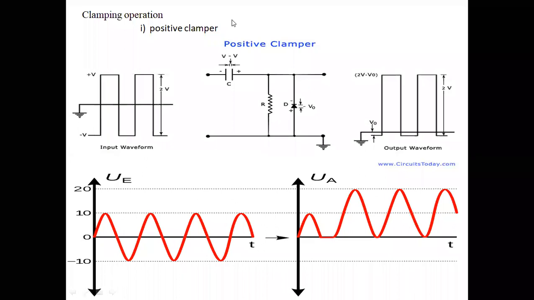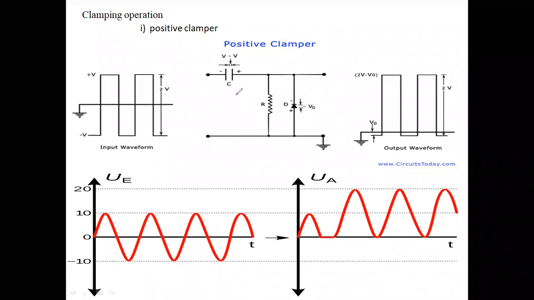Therefore, here I will consider the positive clamping. As we know, positive clamping means the negative pulse has to be clamped to the positive side. Okay, we will see how the circuit is going to work.